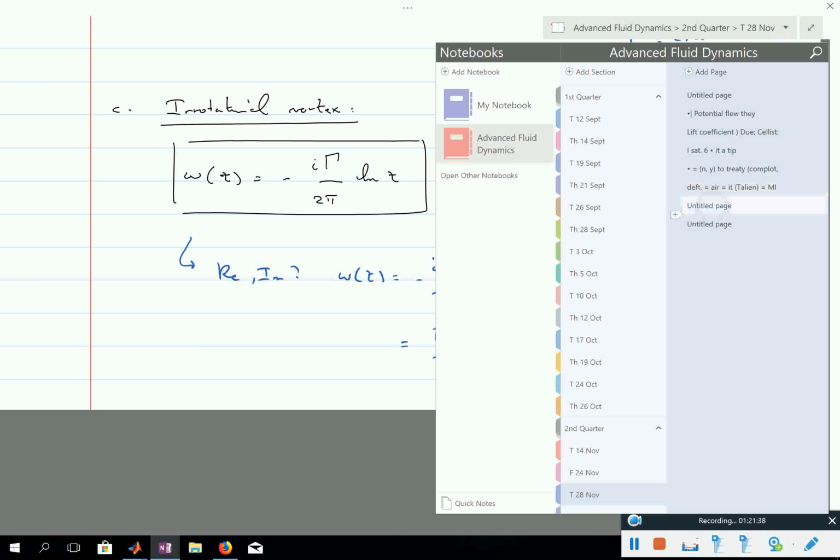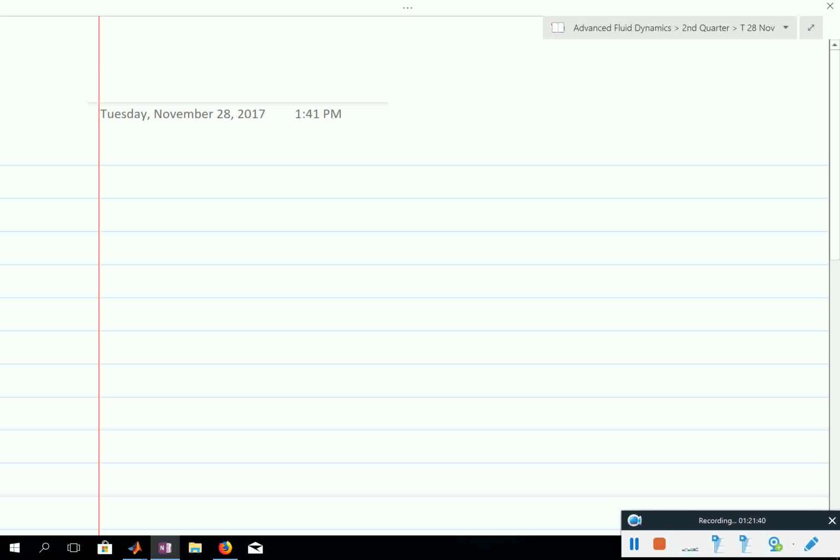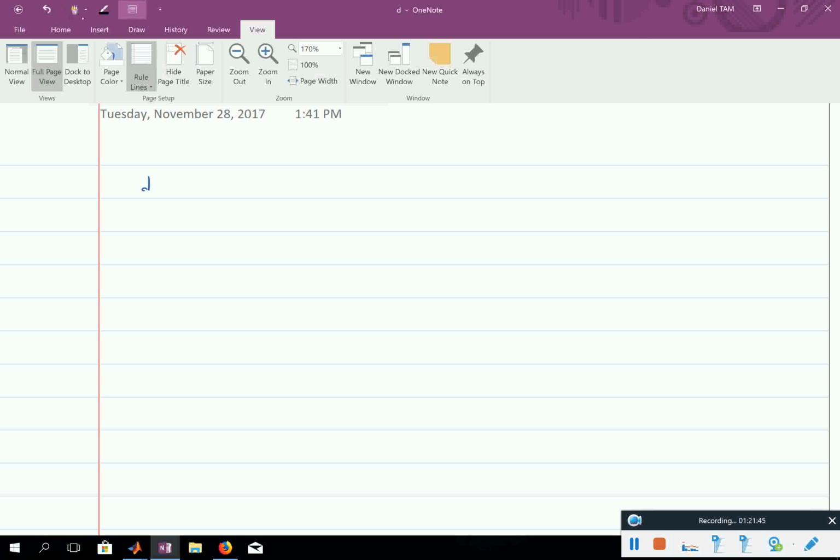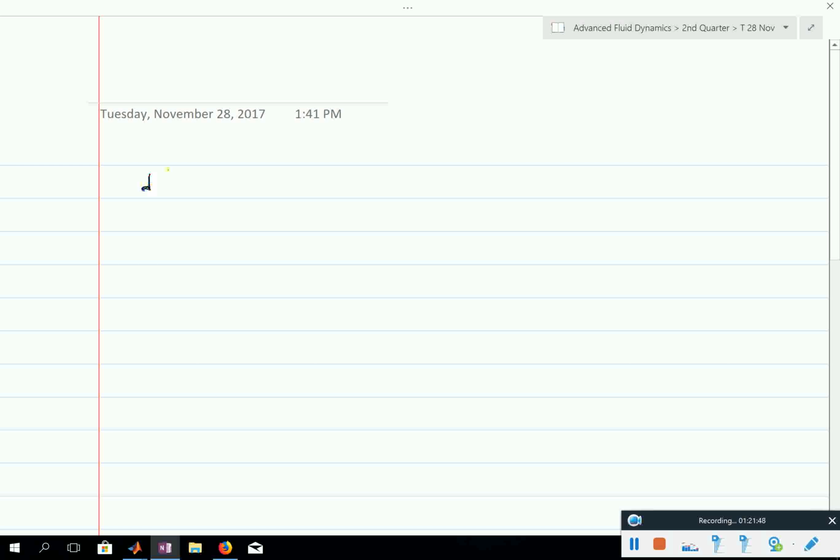Okay, and the last one is the dipole. Okay, this is all going very fast. Time is flying. D is the dipole. And W of z is equal to D, where D can be a complex number that characterizes your dipole strength, divided by 2 pi z. Okay, so this is for your dipole.